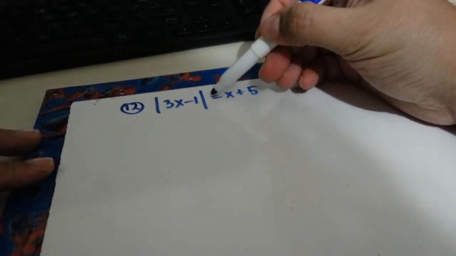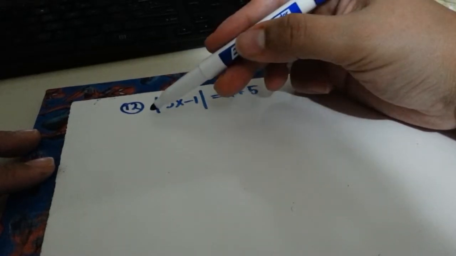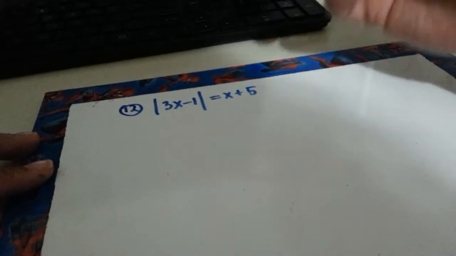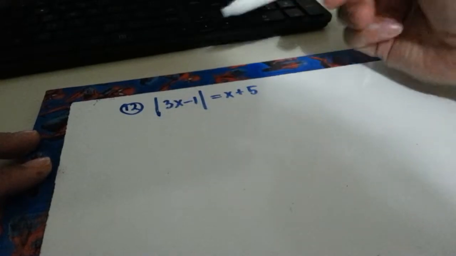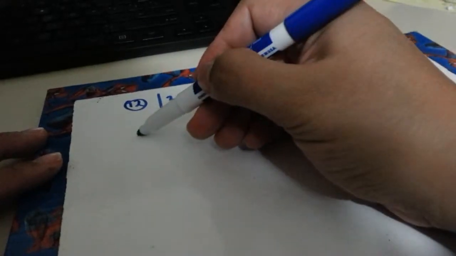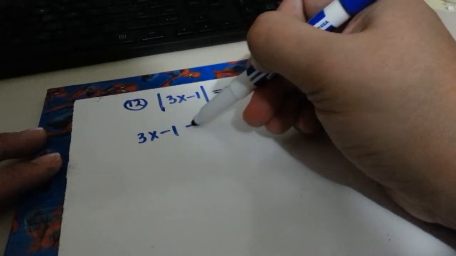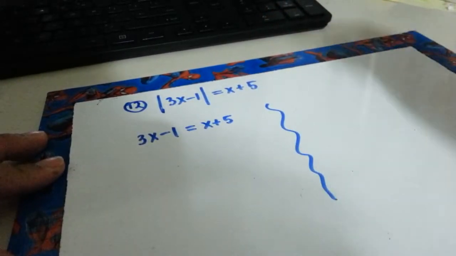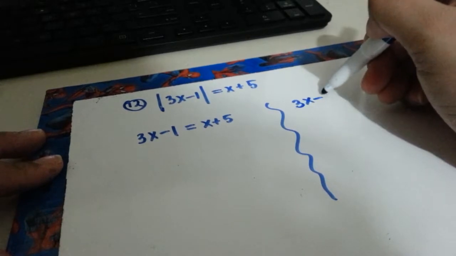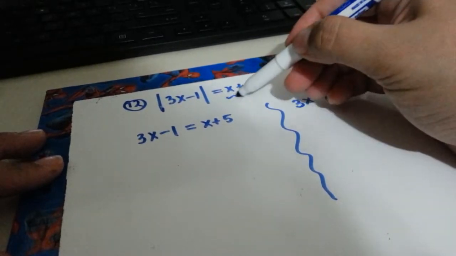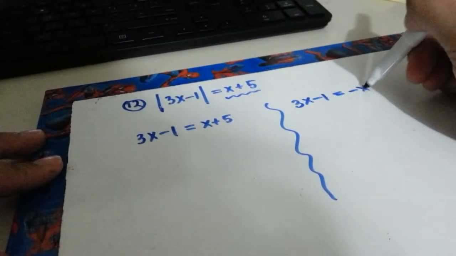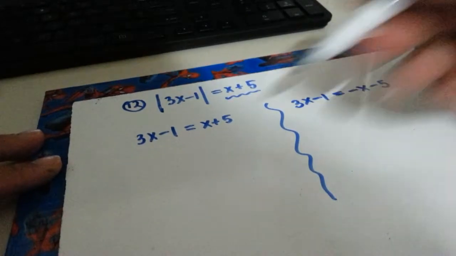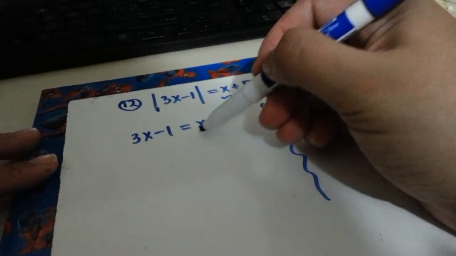Alright, in problem number 12, you have an equation that has absolute value. And like I said in the previous video, when you have absolute value, you have to write two equations. So the first equation that you write is 3x minus 1 equals x plus 5. And the second equation that you write is 3x minus 1 equals, you have to change the sign, negative x minus 5. And then you solve each of them individually.